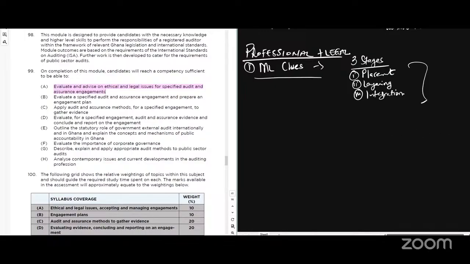So after money laundering clues, the second thing that you should take very seriously, which is part of every professional and legal issue, is quality control. There's no ethics question that quality control is not part of. Quality control is a question on its own almost every time. So audit quality, you are talking about the overall quality of the audit. If your opinion will come out right, you need to do a quality audit. If you will not be sued, you need to do a quality audit.